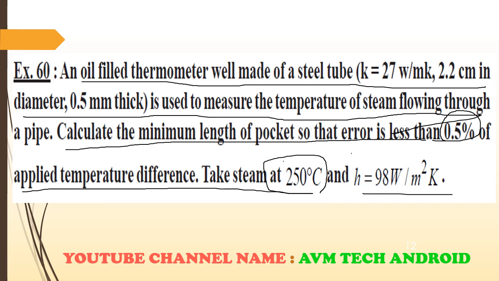This is a very important numerical in which it is clearly mentioned that the error is less than 0.5%. It may be possible that this kind of task will be given to you, asking that the error must be less than 0.5%, and then you have to calculate the minimum length of pocket required. This is a very simple numerical. Data is available. Just go to the next slide.